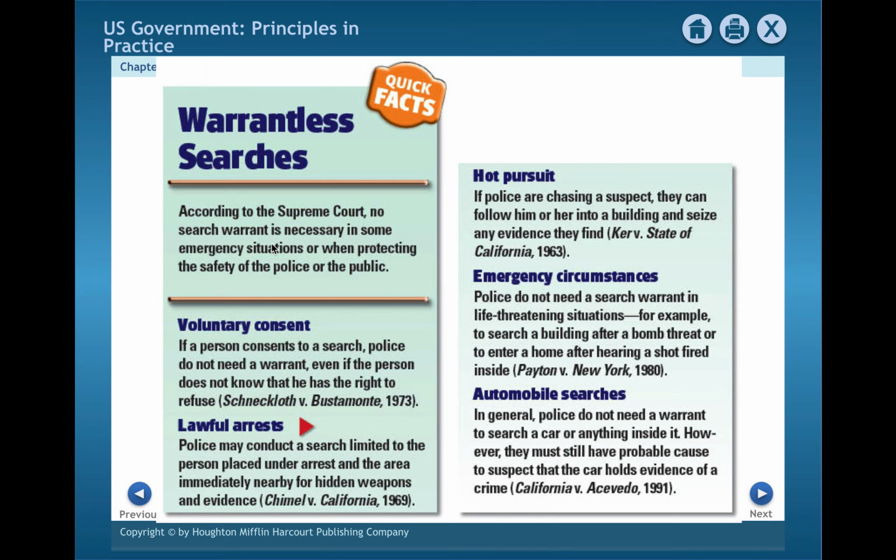Automobile searches. In general, police do not need a warrant to search a car or anything inside of it. However, they still have to have probable cause to suspect that the car holds evidence of a crime. So police cannot just walk up to any old person and say, hey, let me see inside of your car, right? But if a person's driving erratically, you might be able to reasonably assume that they're under the influence of something. If there's probable cause to pull this person over, it would make sense then to peek inside the car. Is there an open alcohol beverage container? Are there drugs on the seat, etc.?